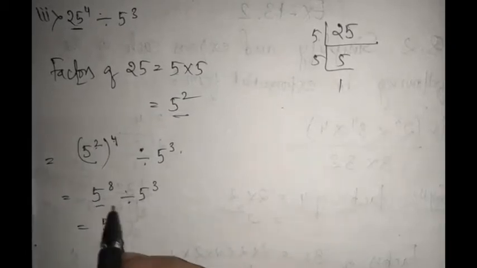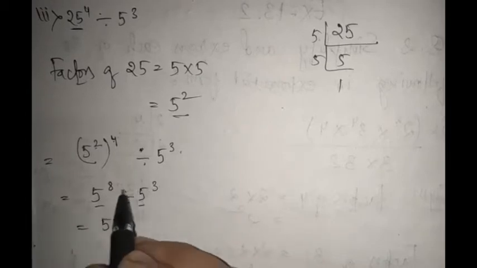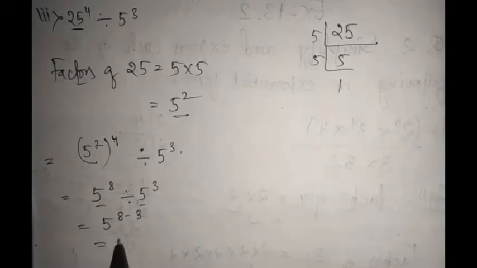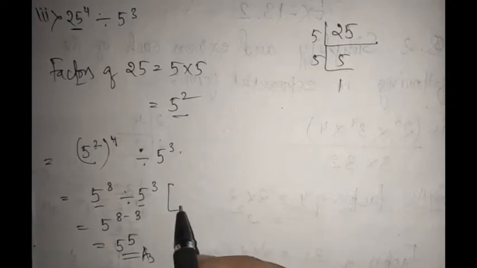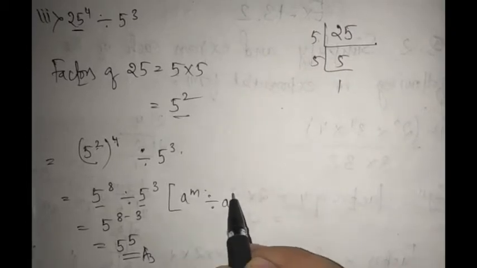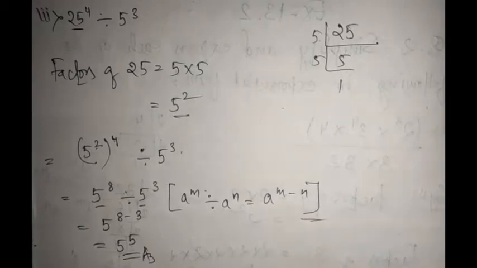If you have the same base, 5 to the power 5 divided by 5 to the power... so if there is a division sign, then your powers will be subtracted. So your 5 to the power 5 is your answer. Okay, why are you doing this? Because you know that whenever you have the same base, the power will be subtracted, right? So you need to write the reason also.